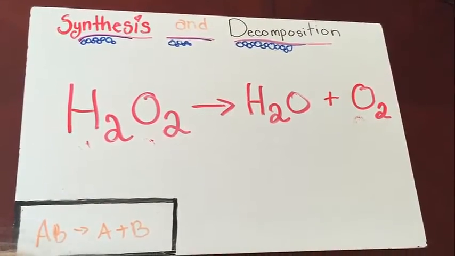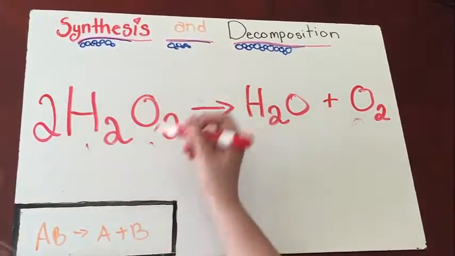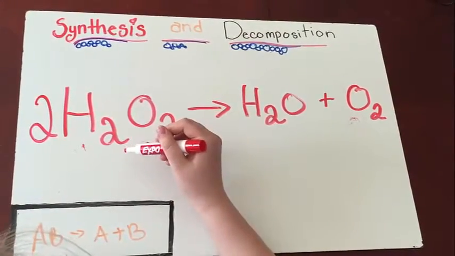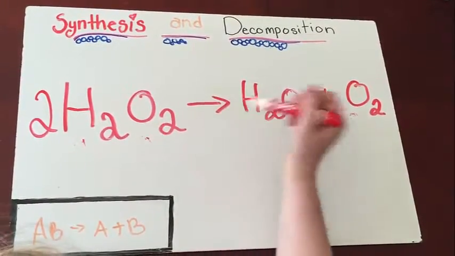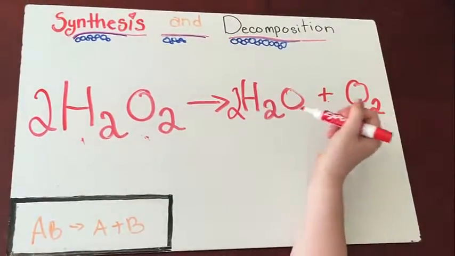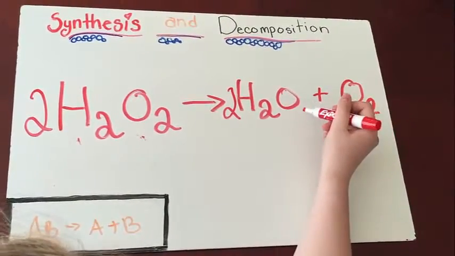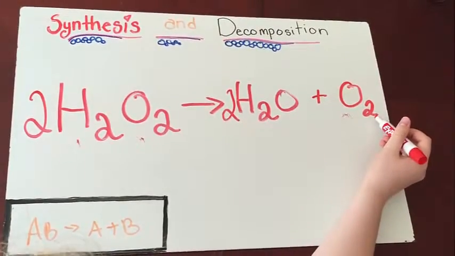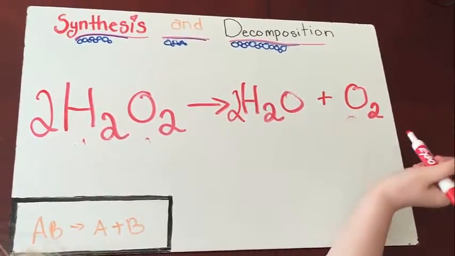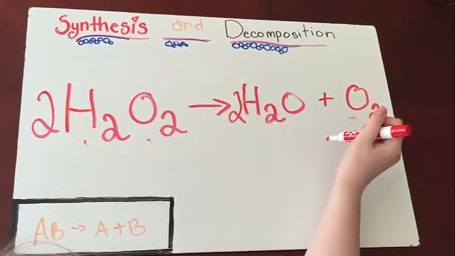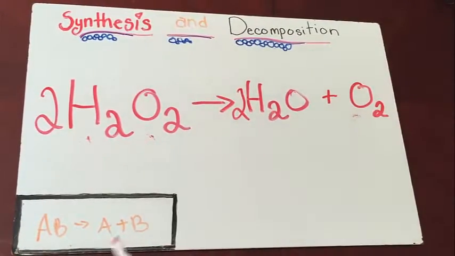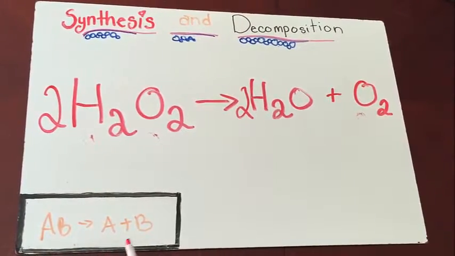And in order to do that, we need to put a 2 here to make 4 hydrogen atoms on this side and 4 oxygen atoms on this side. We need to put a 2 here to make 4 hydrogen atoms and 2 oxygen atoms that we add to this 2 oxygen to make 4. So we have 4 of both types of elements on each side. And that is a completed decomposition reaction.